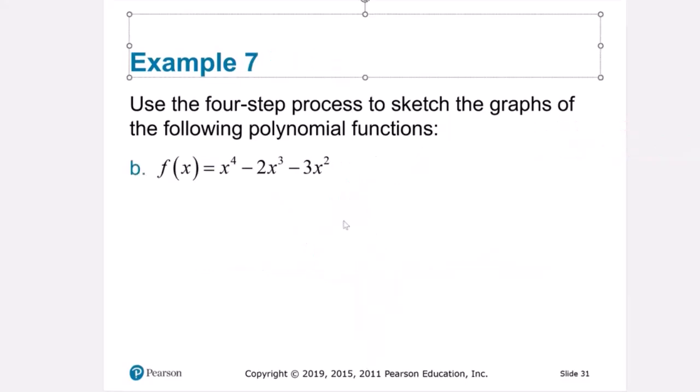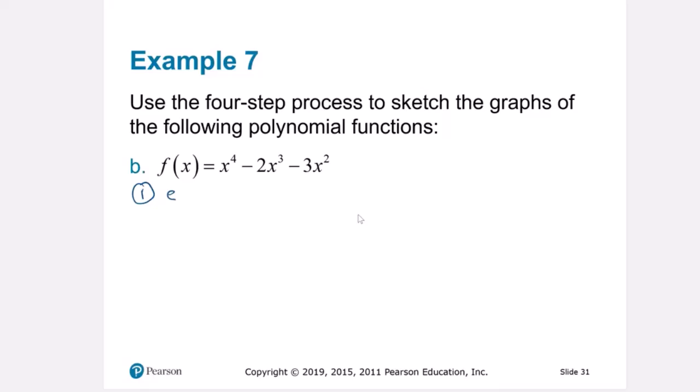Use the 4-step process to sketch the graph of the following polynomial function. First, we need our end behavior. And we know our leading term is even and positive. If it's even, it acts like a parabola. And if it's positive, it's up on the right. And if it's a parabola, it matches the same direction on the left.